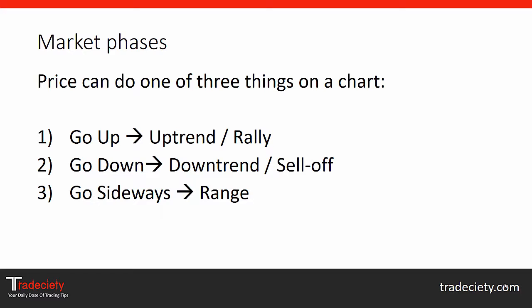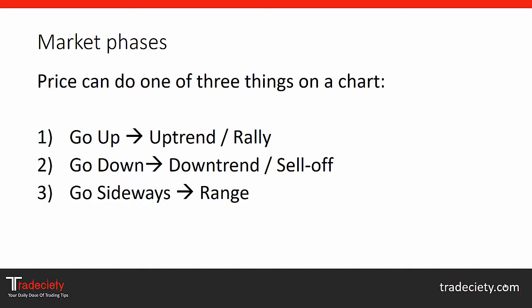So first we have to understand that there are different market phases, and the market and price can do one of three things at any given time. It can go up. This is what we call an uptrend or a rally. Sometimes you also hear a bull market, and that is also what is referred to when prices go up. When prices go down, we call it downtrend or a sell-off. And when prices go down, you can also see that people call it a bear market. So when you hear bull and bear, you know that traders are talking about rising and falling prices.